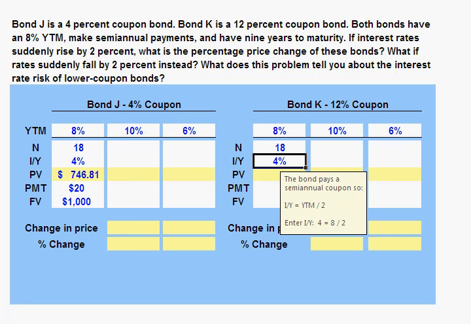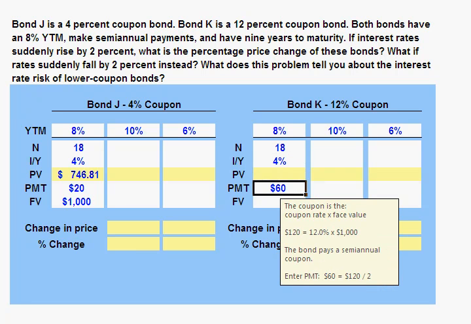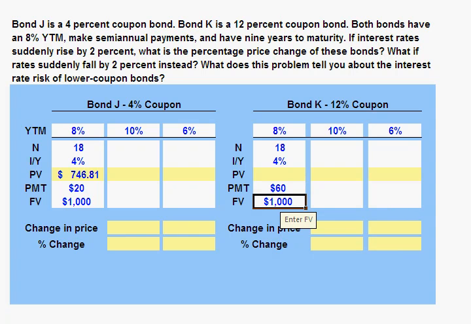We'll take our 8% yield to maturity and again divide it by 2 since the bond pays a semi-annual coupon, and enter 4 for the interest rate. The payment on the bond is our $120 a year coupon divided by 2, enter 60 for the payment. Again, we'll enter $1,000 face value as the future value of the bond, and we can solve for the price of bond K. Bond K has a present value of $1,253.19. It sells for a premium because the 12% coupon is greater than the bond's yield to maturity.